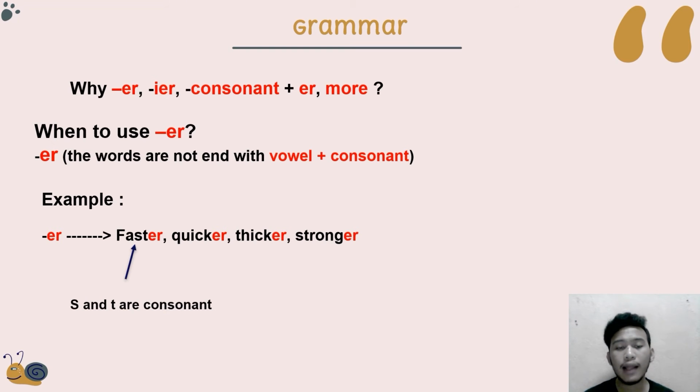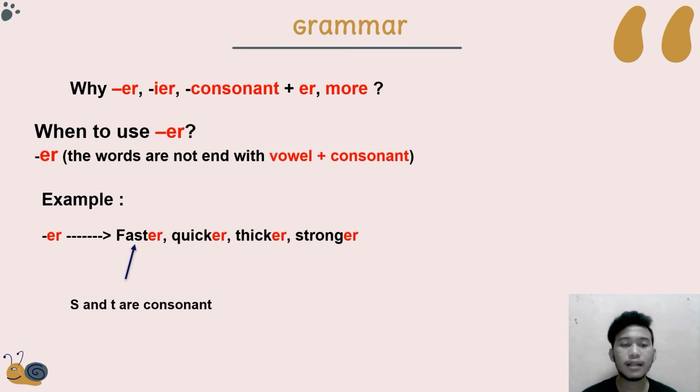And take a look at another example. We have quicker. The original word for quicker is quick, Q-U-I-C-K. Take a look at the end of the word, C and K. C and K are also both consonants. So we need to use er, and it will be the same as the other words. Whenever the words end with consonants, we need to use er.